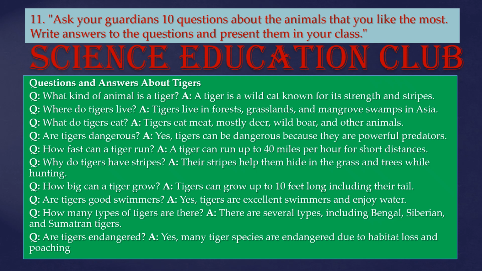Why do tigers have stripes? Their stripes help them hide in the grass and trees while hunting. How big can a tiger grow? Tigers can grow up to 10 feet long, including their tail. Are tigers good swimmers? Yes, tigers are excellent swimmers and enjoy water. How many types of tigers are there? There are several types, including Bengal, Siberian, and Sumatran tigers. Are tigers endangered? Yes, many tiger species are endangered due to habitat loss and poaching.